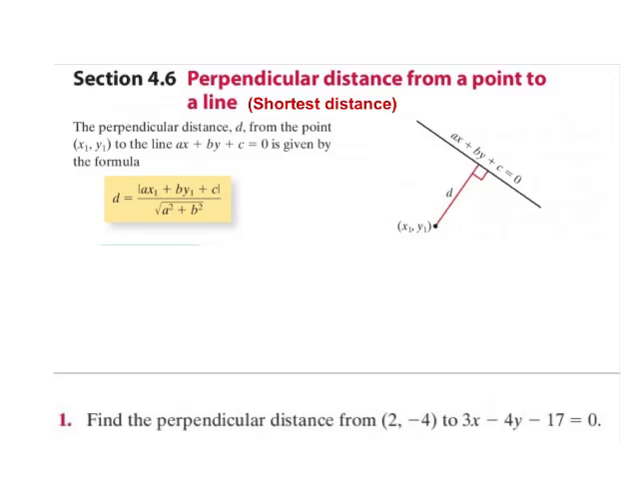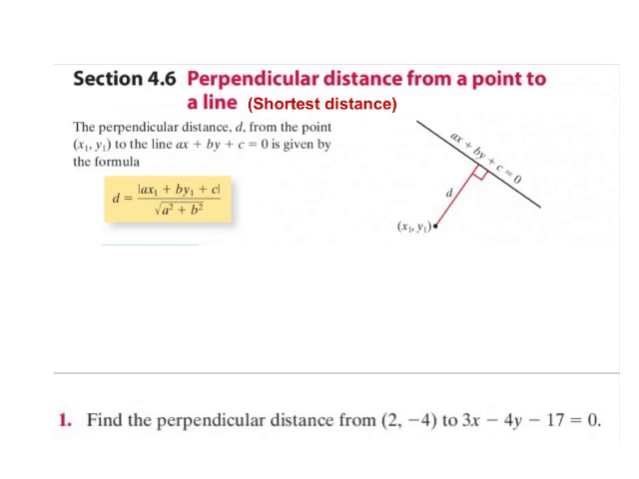This video is on the perpendicular distance from a point to a line. This is also called the shortest distance, as the perpendicular line or the perpendicular distance is also the shortest distance. If it wasn't perpendicular, the distance would be longer. So either perpendicular distance or shortest distance.